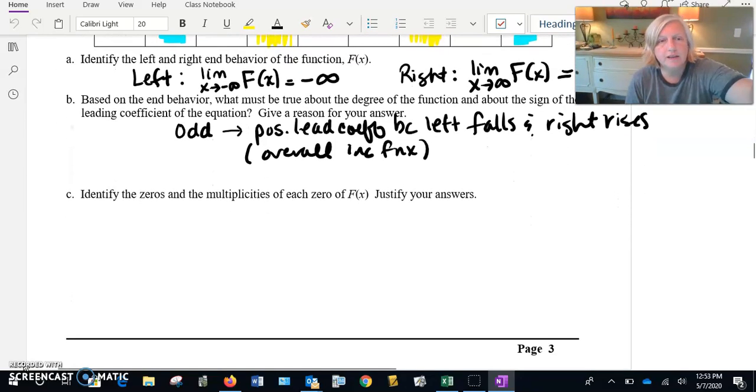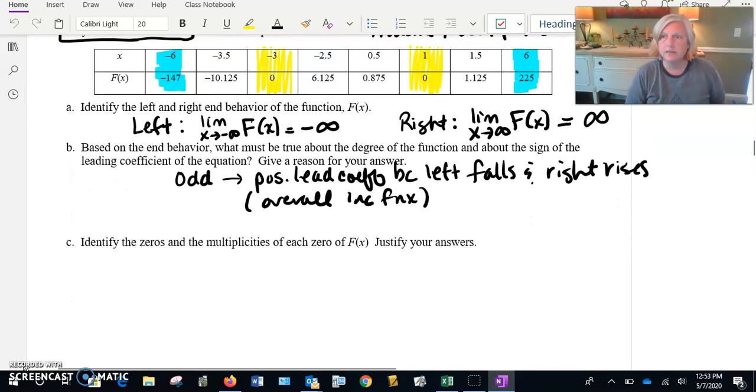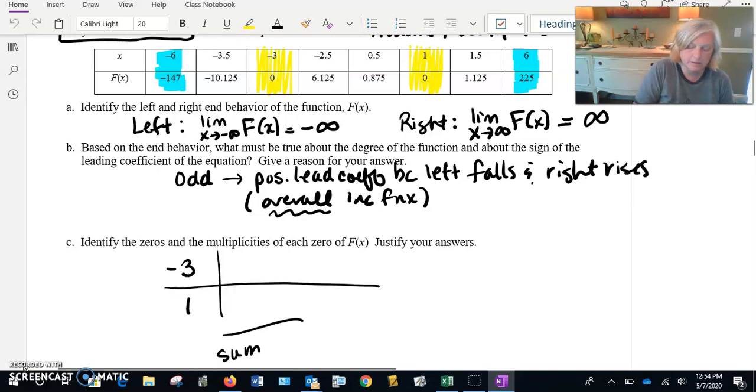All right, identify the zeros and the multiplicities of each zero. So we only have 2 zeros. We have -3 and 1 as our zeros. Now, in terms of multiplicity, remember that the sum, or the degree, has to be 5. So the only way that we're going to get to that is if we have one that's a single degree and maybe one that has a degree of 4, or a 3 and a 2. We have to have some combination of this.